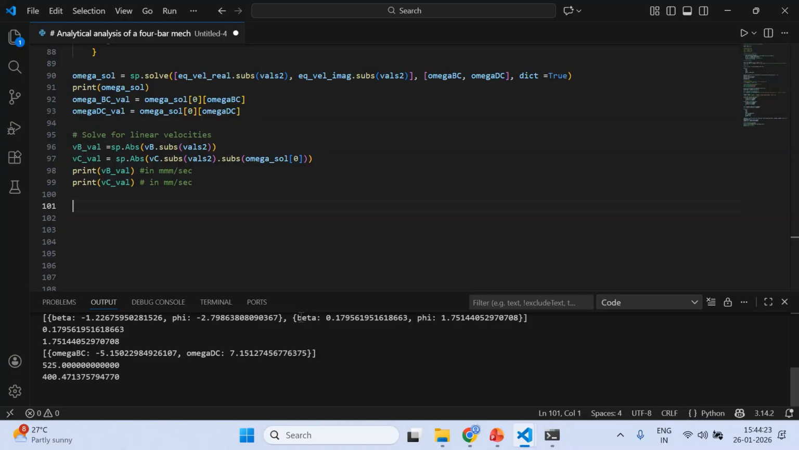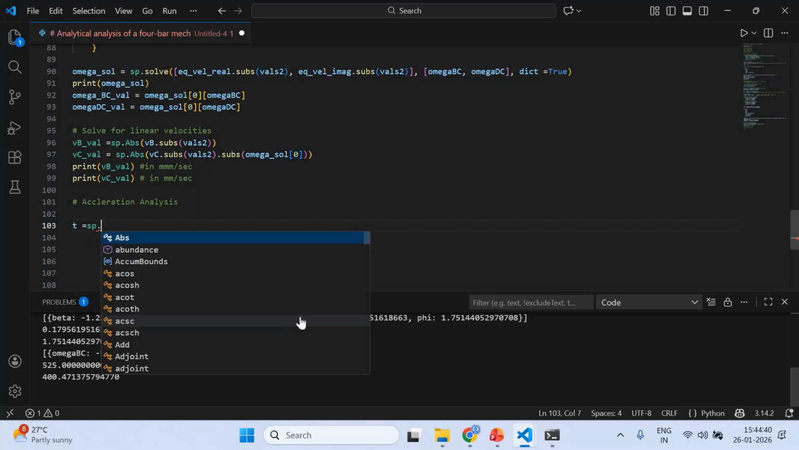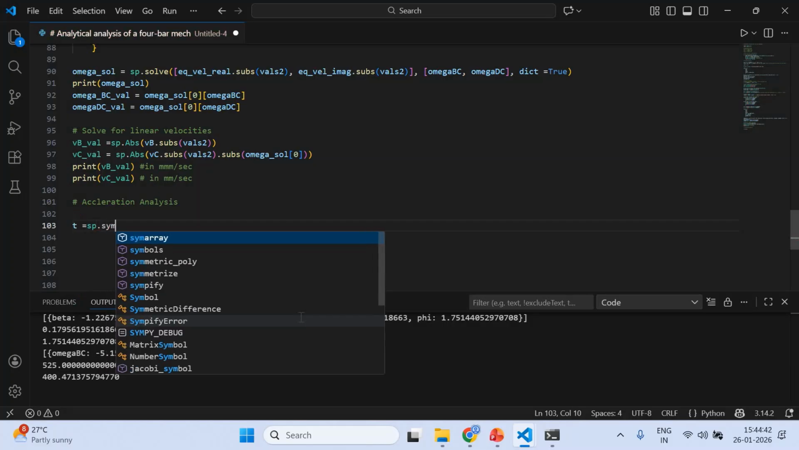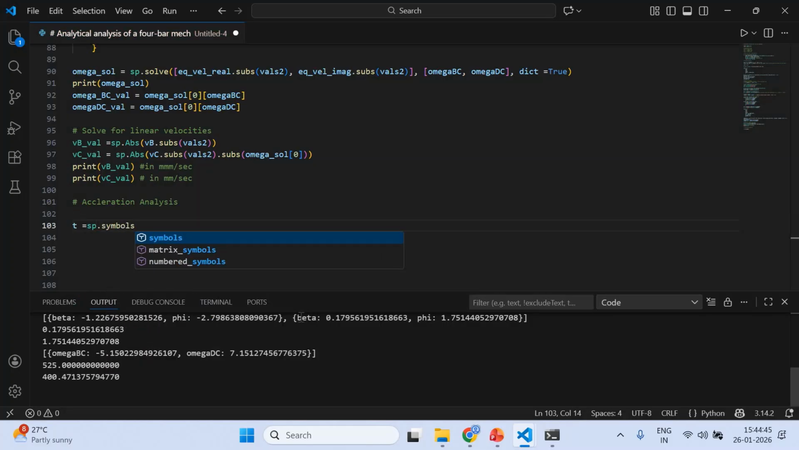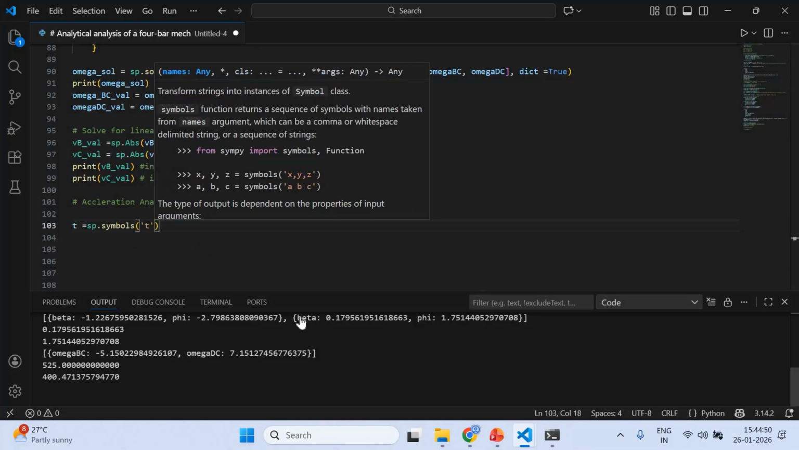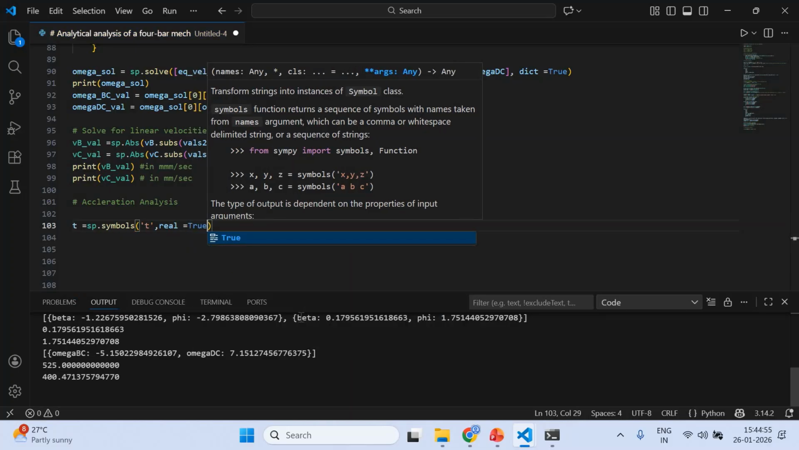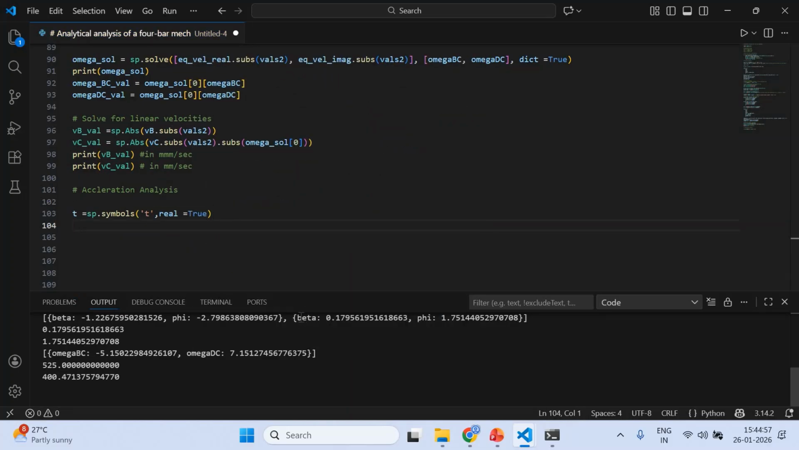Now we will begin with the acceleration analysis. So let us see what to do in an acceleration analysis. So it's pretty much similar to what we did for the velocity analysis. So just to be cautious, we will again introduce the symbol t as time. So this is again t, then comma real is equal to true.